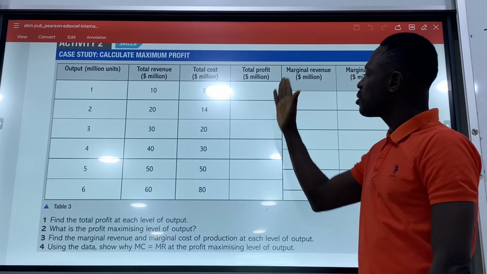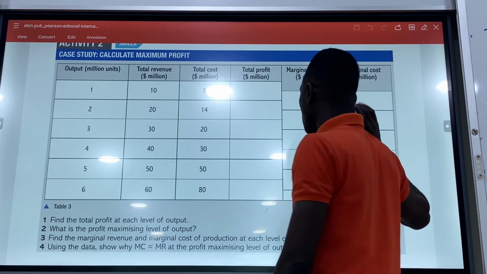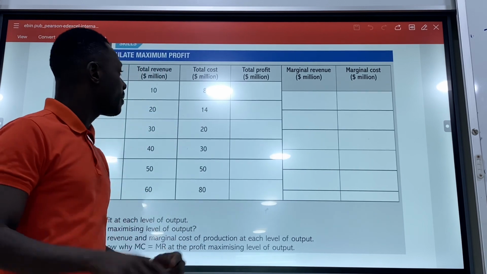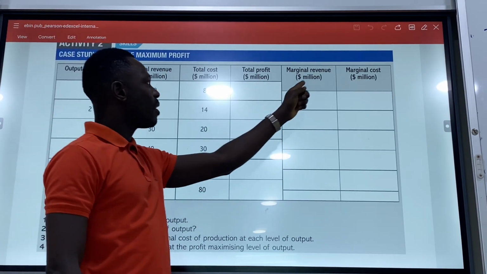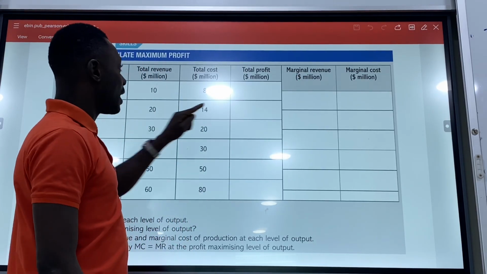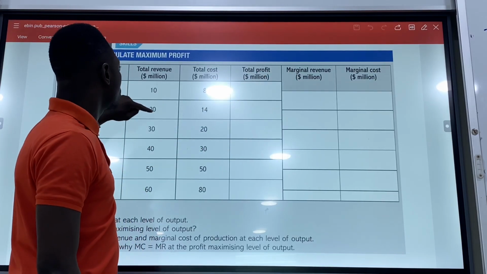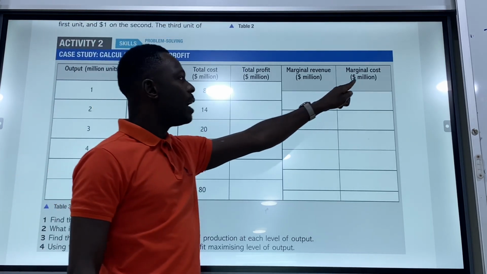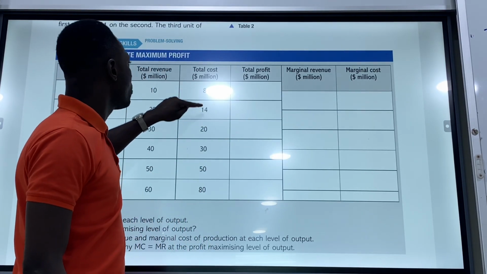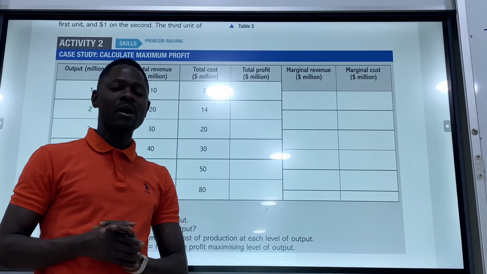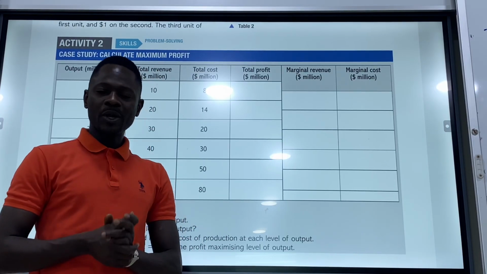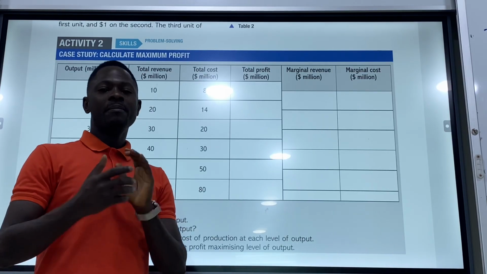This is how we derive our total profit, our marginal revenue, and our marginal cost. I'm going to quickly explain again. To derive our total profit, it is TR minus TC. MR is TR2 minus TR1. And for MC, it is TC2 minus TC1. Thank you once again. So that ends the lesson about profit, supernormal profit, normal profit, and maximum profit. Thank you.